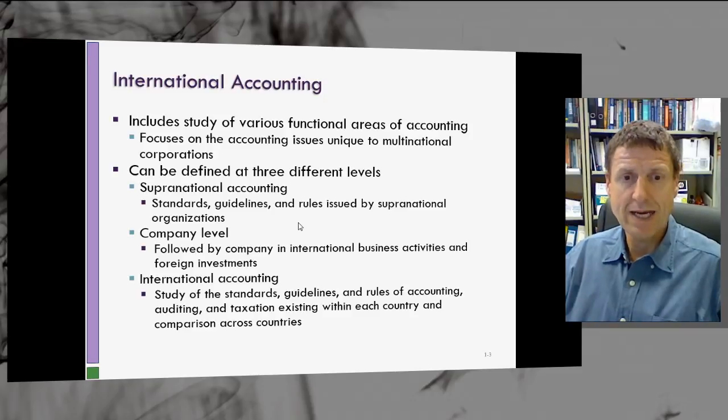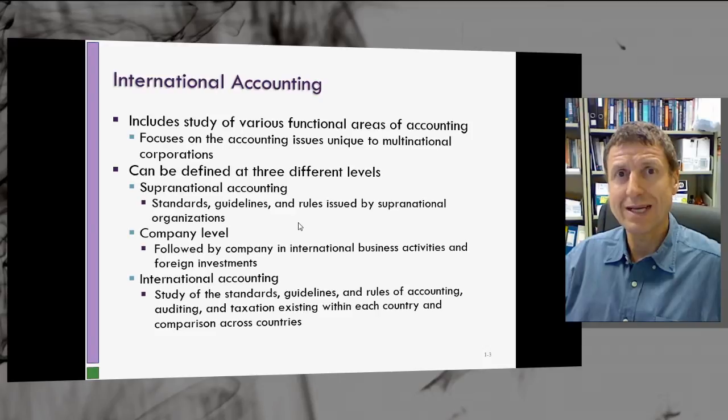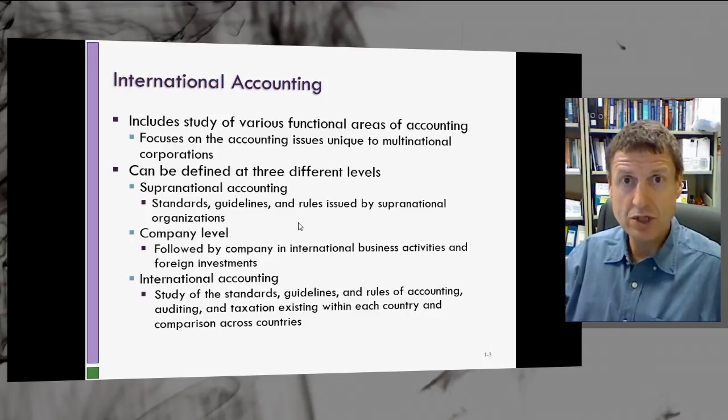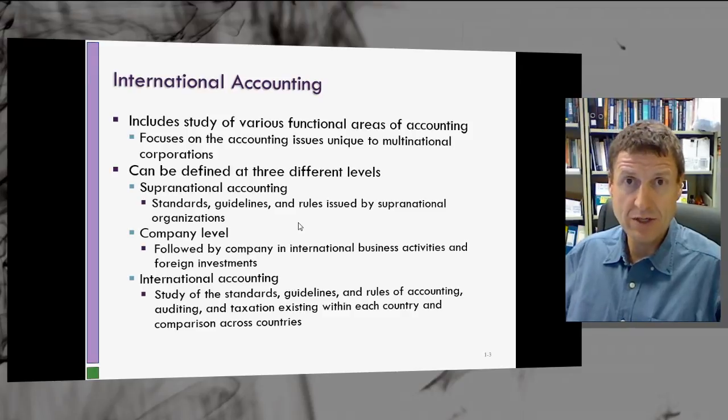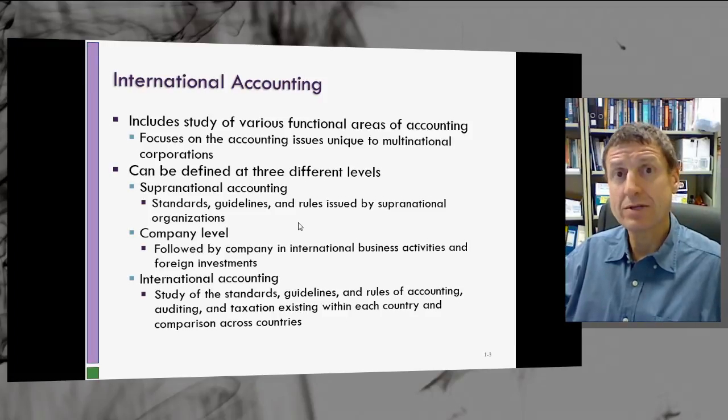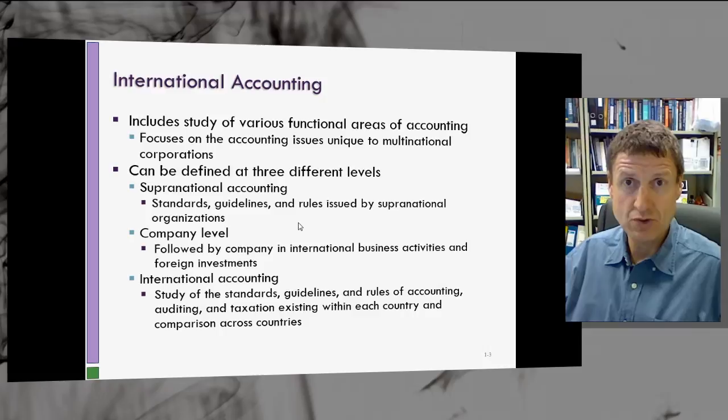What about international accounting? Well, this is more focused on the different standards, guidelines, and rules of accounting, and the auditing and taxation rules existing in each country. So this is more about the country-specific laws and regulations, what they allow, what they don't allow. For example, foreign auditors aren't allowed to do audits in China. There are different tax laws in China, different in Hong Kong, and different in the US. There are different transfer pricing laws. There are different value-added taxes. We're going to look at all these differences across a number of countries in this course.